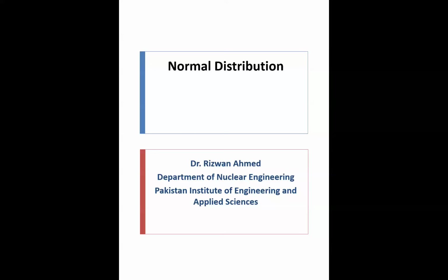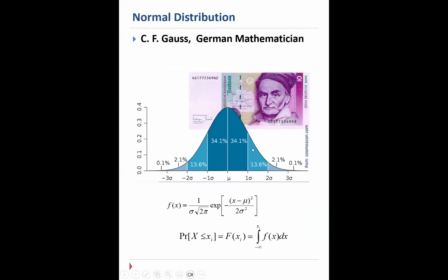In this demonstration, I would like to introduce the normal distribution. The normal distribution was discovered by Carl Friedrich Gauss, who was a German mathematician, and it's a bell-shaped distribution, and it is a symmetric one. And a normal distribution or Gaussian distribution is most widely used in statistical analysis of experiments and of any kind of data.